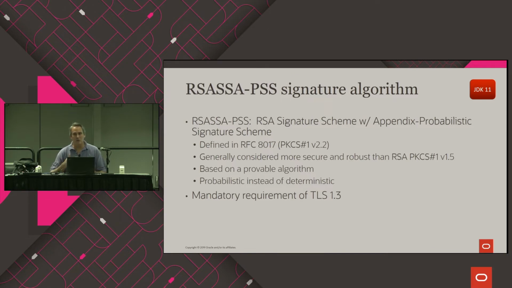But the newer versions of the RSA signature scheme were lacking in some areas, and it needed to be more provable. So they went ahead and added a new version into it and came out with a new RFC for that, version 2.2. I mentioned it was based on a provable algorithm, and it's probabilistic rather than deterministic. One of the things that you'll see in a minute is that this is actually a mandatory requirement of TLS 1.3, so this was nice to have in here.